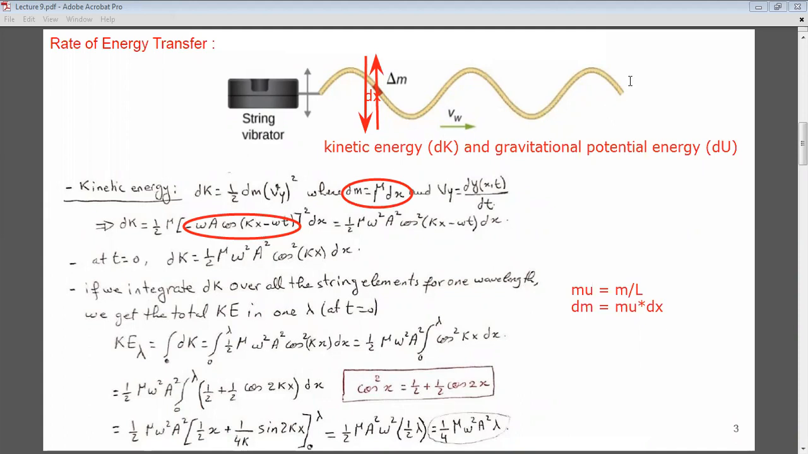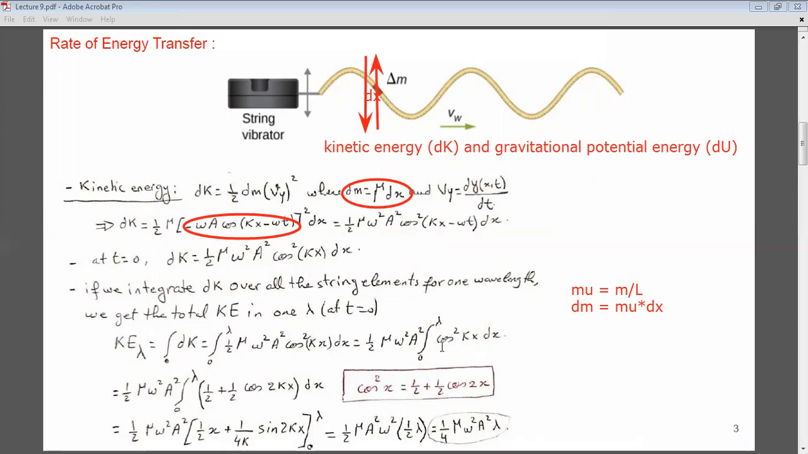Now, if we integrate this dk over all the string, I want to get the kinetic energy over all the string. So I'm gonna integrate over the whole string, which implies x will be from 0 to lambda. So what will I get? Kinetic energy for 1 lambda is the integral of half mu omega square A square cosine square kx dx. I get the mu omega square A square outside because this is constant, and inside I will have the integral from 0 to lambda of cosine square kx dx.